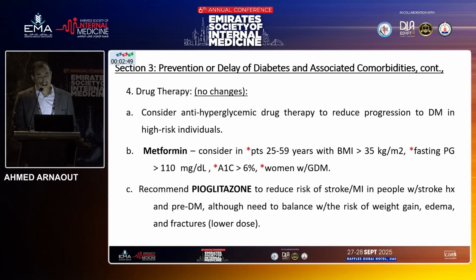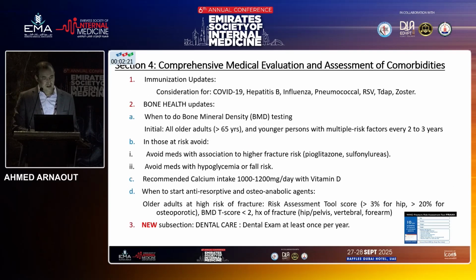We can consider anti-hyperglycemic agents to reduce progression of diabetes in high risk patients. Metformin still plays a pivotal role in patients 25 to 60 years old with BMI above 35 or fasting glucose above 110. Pioglitazone still has a role in reducing the risk of stroke and myocardial infarction. However, we should balance this against the risk of pioglitazone regarding weight gain, edema, and fractures.